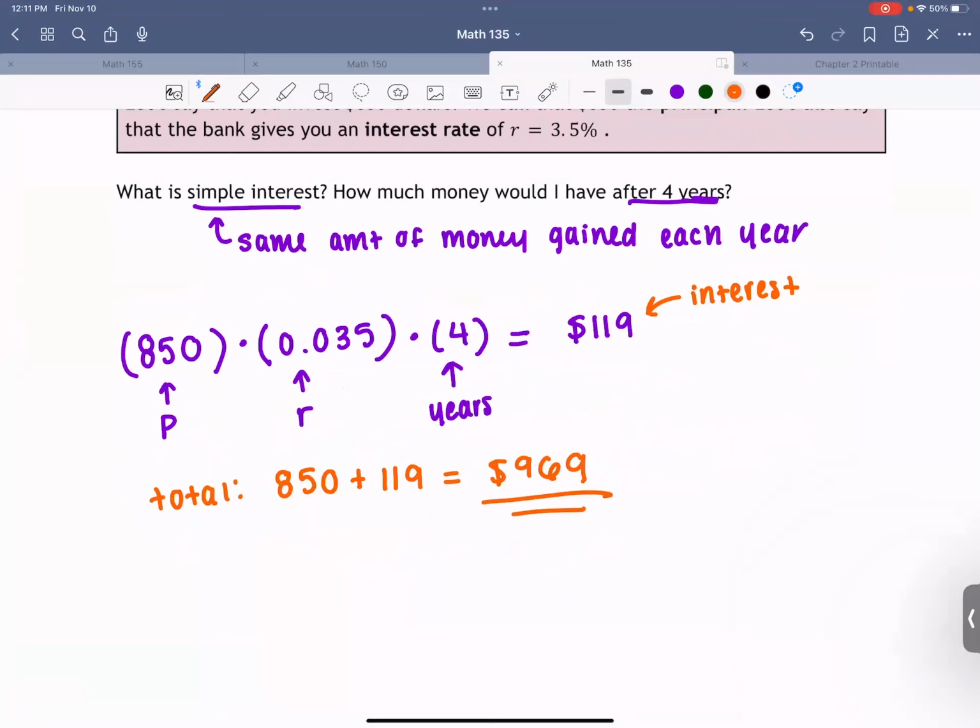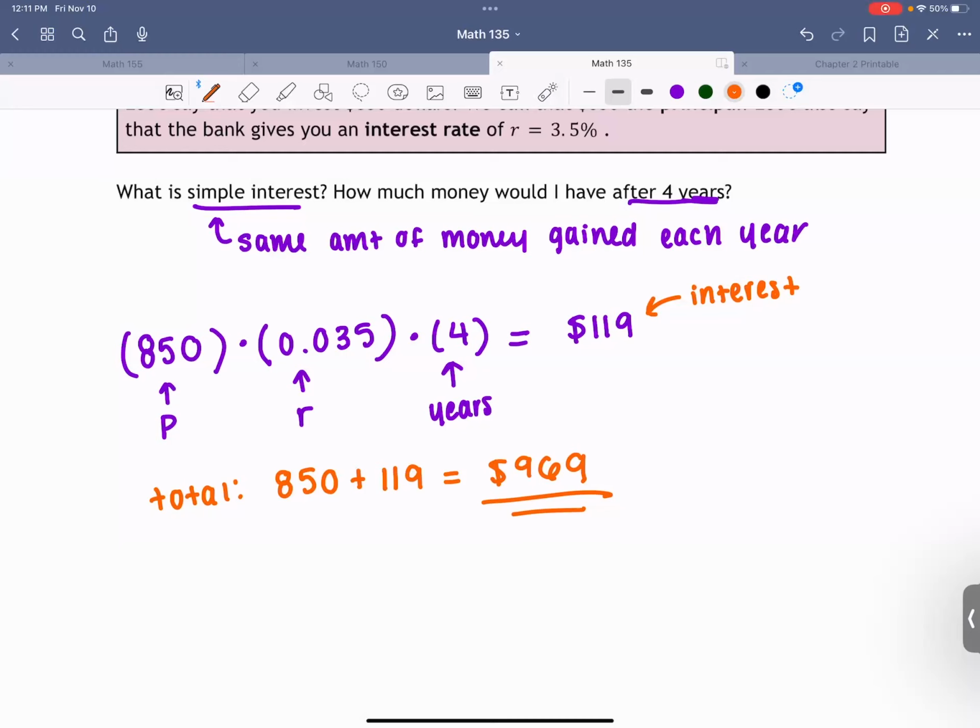Okay. So interest is fun, right? You don't really do any work. You just have your money sit in the bank. And then after 4 years, now I have $100 more to work with. Yeah, that's true. If the bank fails, then I guess your money's gone.